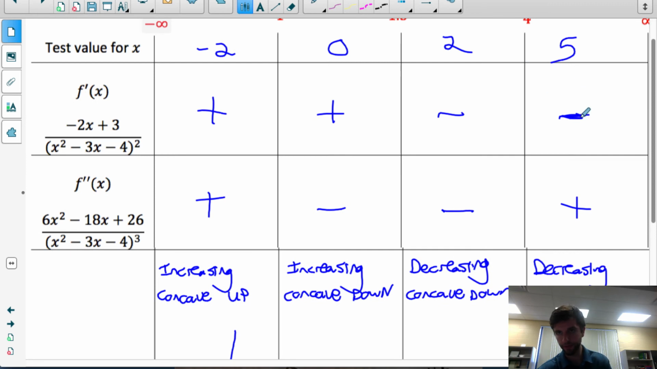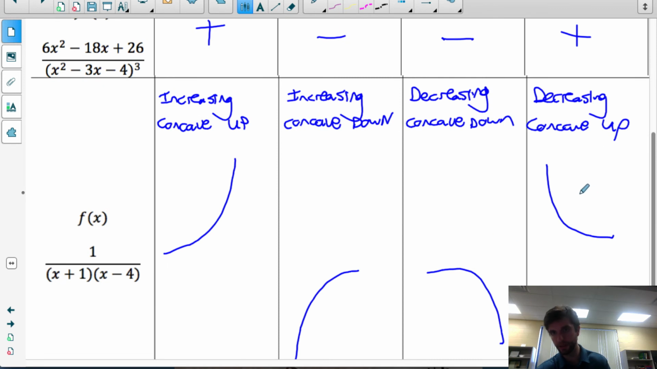Right? Another way to think about this, the tangent slopes are negative. Right? The first derivative tells us about the tangent slopes. The second derivative tells us how those tangent slopes are changing. So I have negative tangent slopes that are increasing. Right? The tangent slopes would all be negative, but they would be increasing.